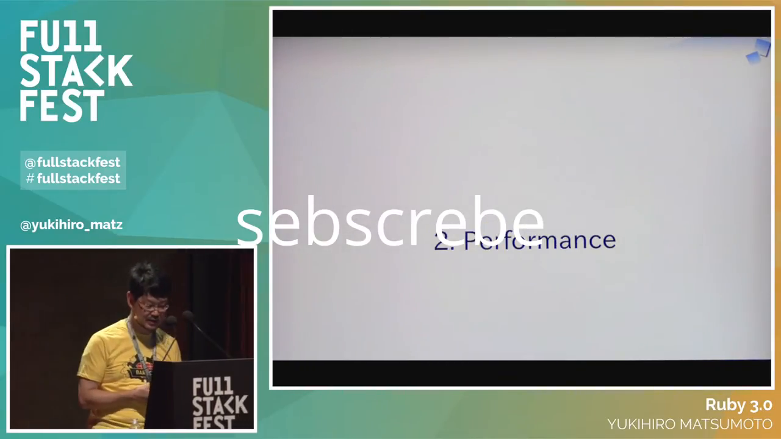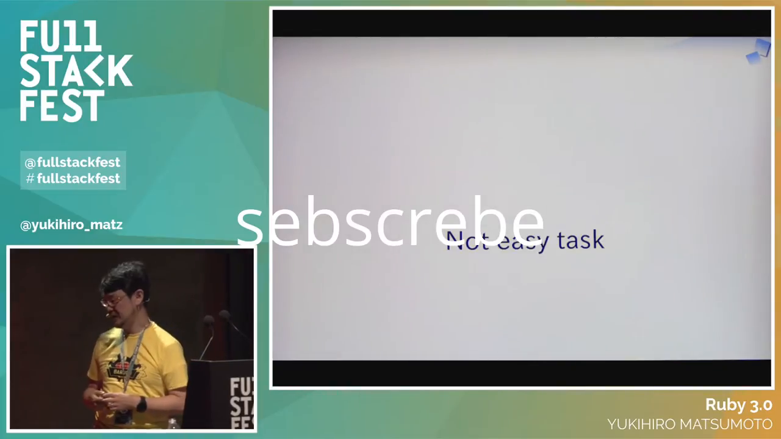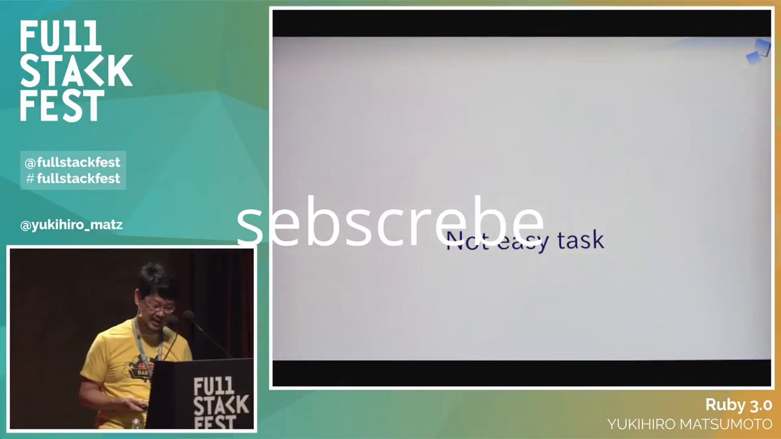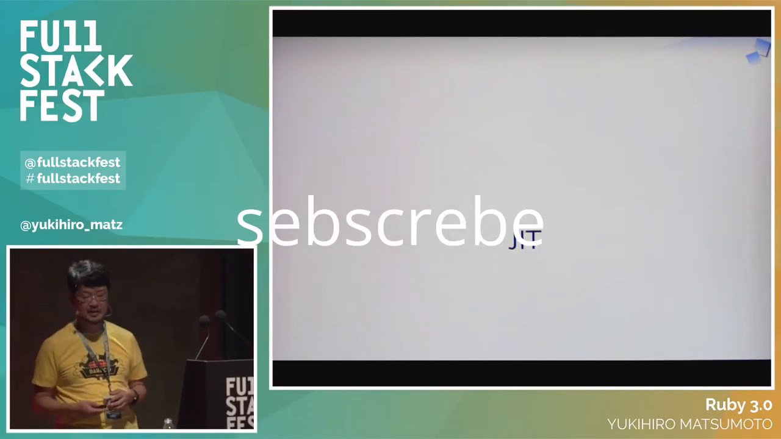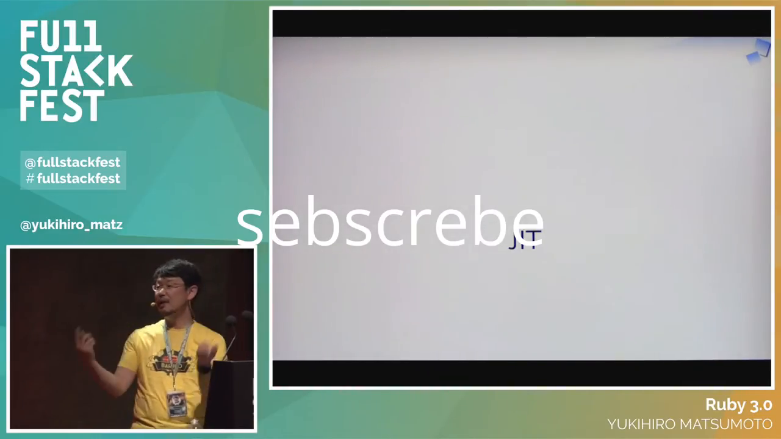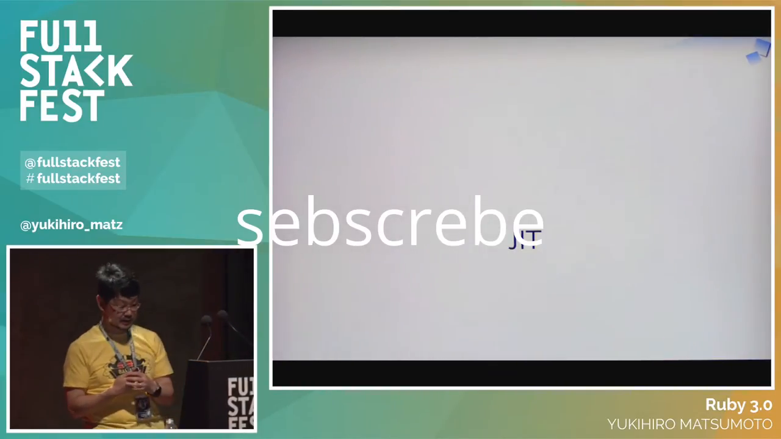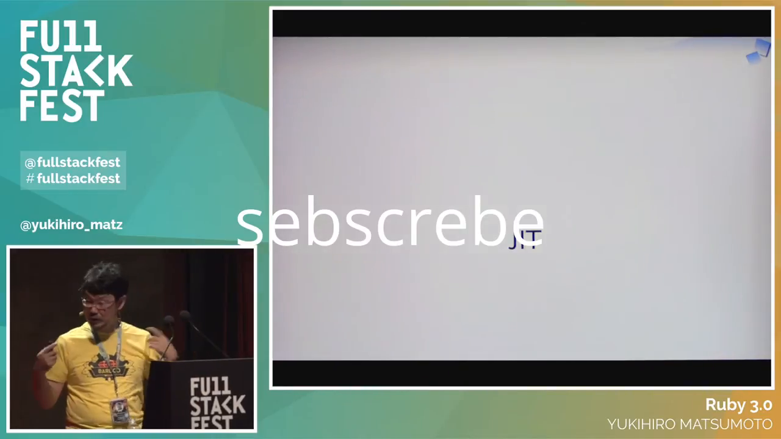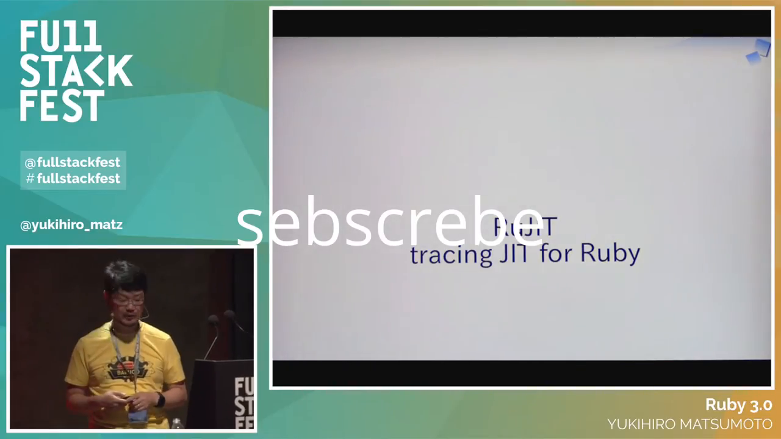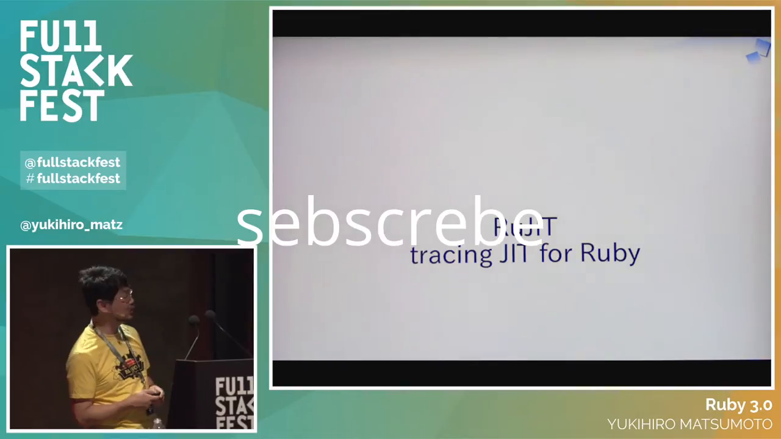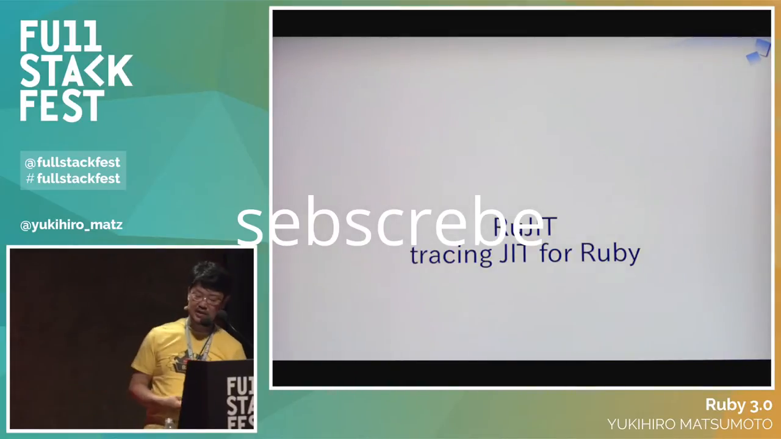Second, the performance. Making Ruby faster is a kind of difficult task, not easy. Many people think about the JIT, the just-in-time compiler, which compiles everything into native machine code at runtime. But from our experiments, we made some kind of JIT compiler for Ruby 2.2. That system is RuJIT. It is a tracing JIT for Ruby.